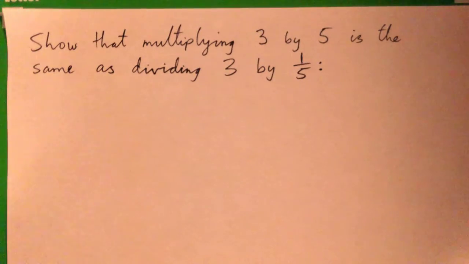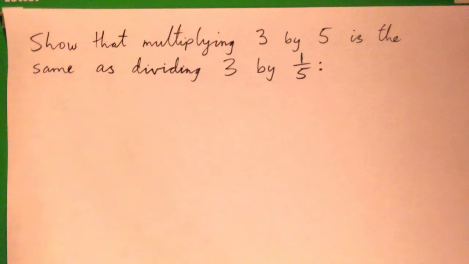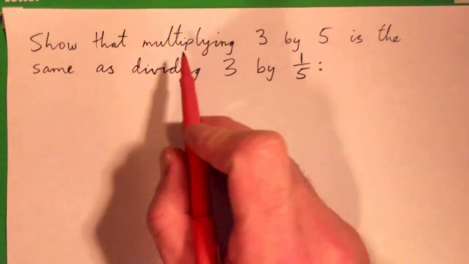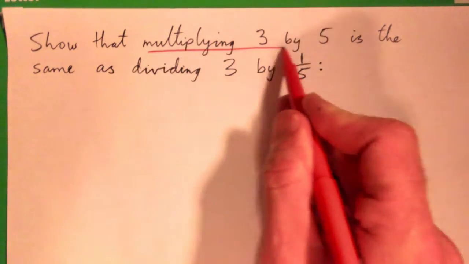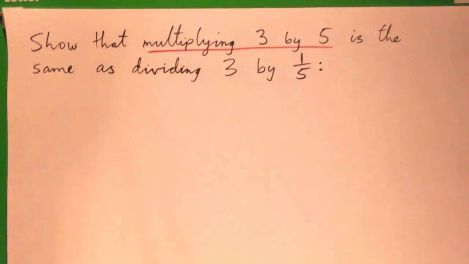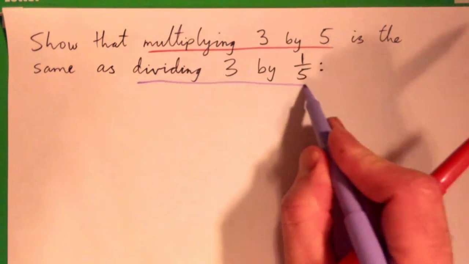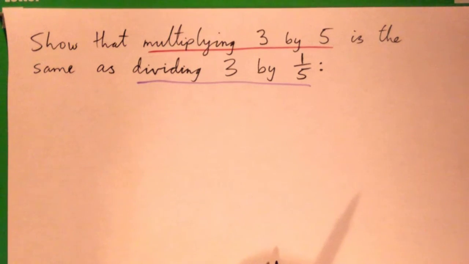So show that multiplying 3 by 5 is the same as dividing 3 by 1/5. So what I propose is, let me see if you think of this, how about we just go ahead and actually do that and see what happens, and then do this and see what happens, and then compare them. Sound good?